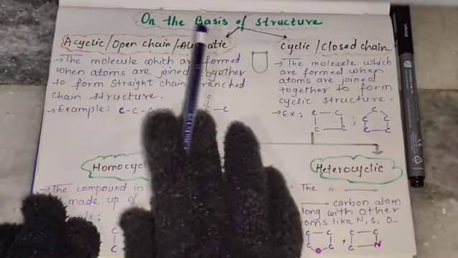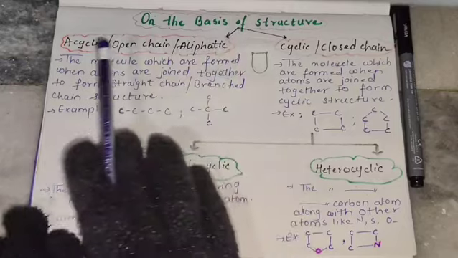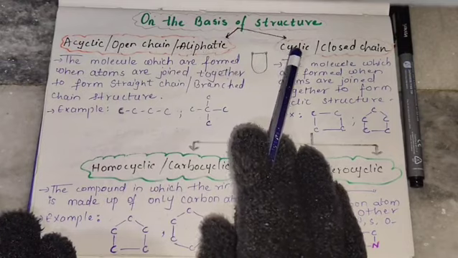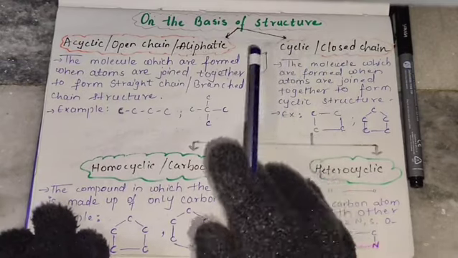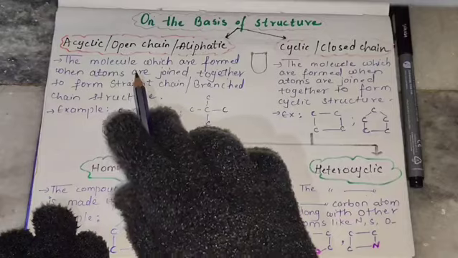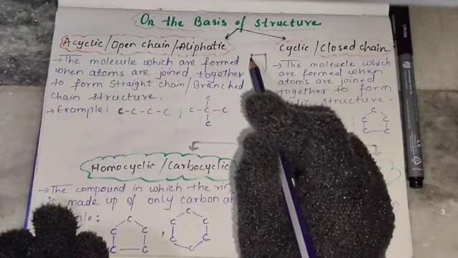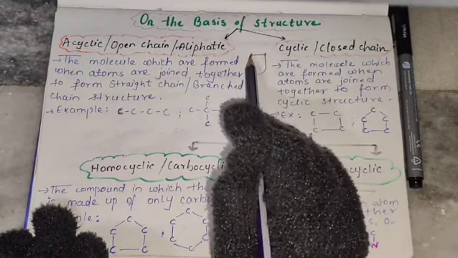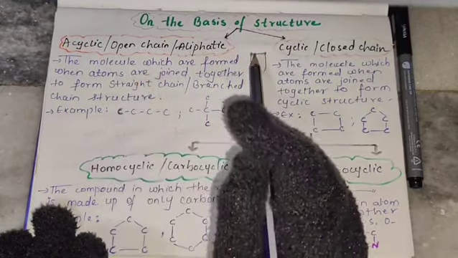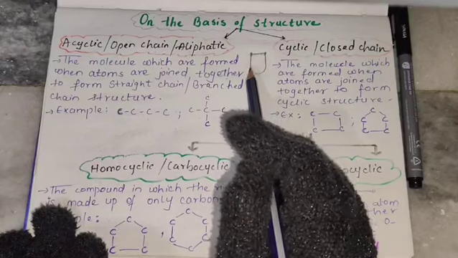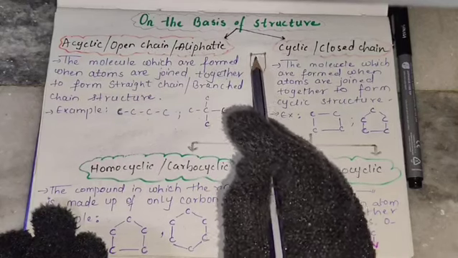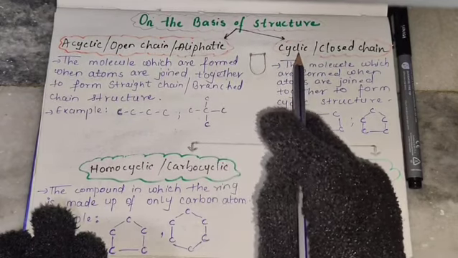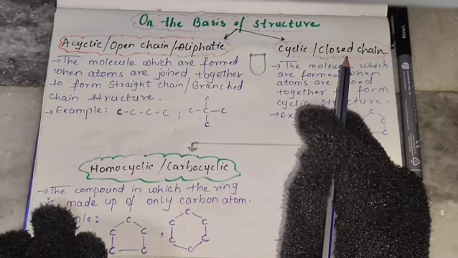So here, on the basis of its structure, organic compounds can be acyclic, open chain or aliphatic. Another one is cyclic or closed chain. Let's consider one example of a chain. Suppose this is a chain, and these two are the ends of the chain. If I join these two ends of the chain, then it forms a ring-like structure, or you can say it will be closed. So this kind of structure is known as cyclic or closed chain structure.